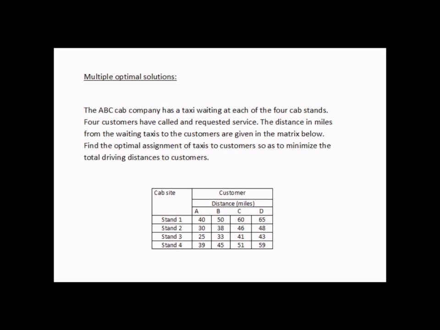So the example here is that the ABC cab company has a taxi waiting at each of the 4 cab stands. 4 customers have called and requested service. The distance in miles from the waiting taxis to the customers are given in the matrix. We have to find the optimal assignment of taxis to customers so as to minimize the total driving distances to customers.